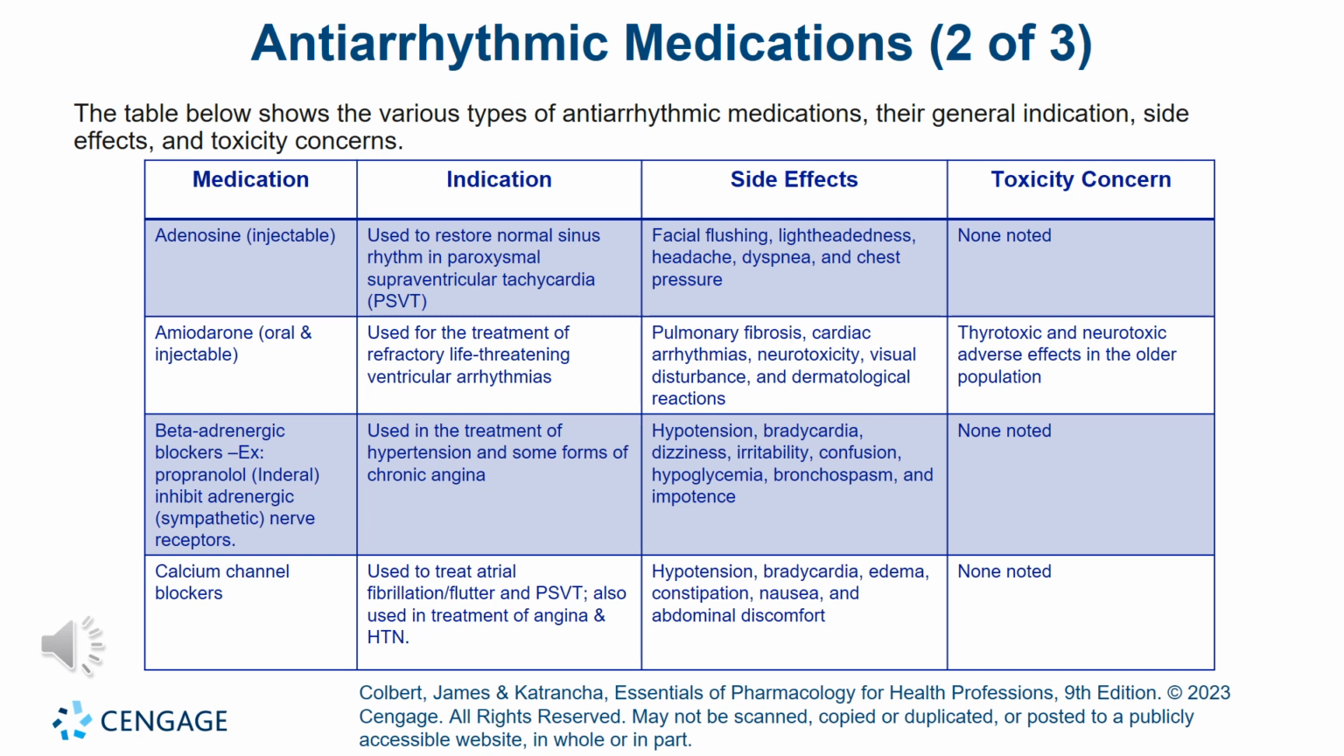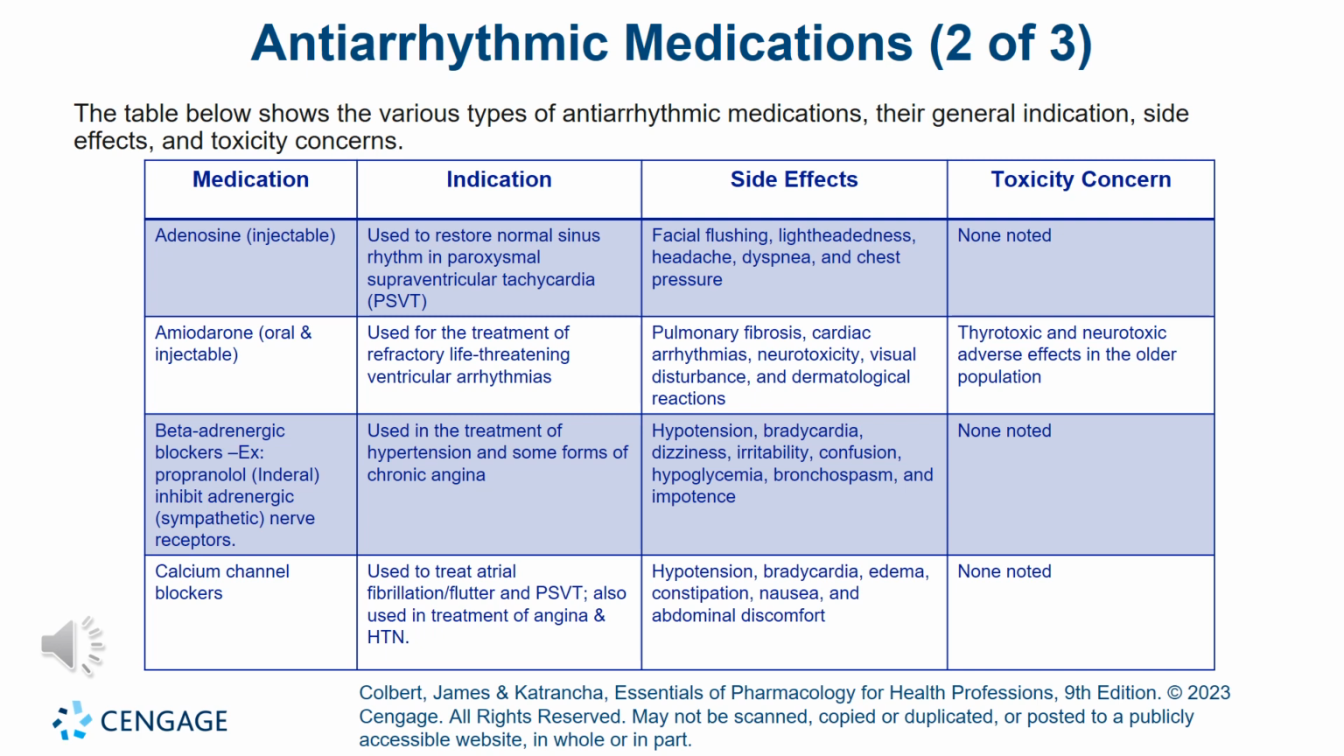Amiodarone. This is oral and injectable. It's used for treating refractory, life-threatening ventricular arrhythmias. Side effects for this one include pulmonary fibrosis, cardiac arrhythmias, neurotoxicity, visual disturbance, and dermatological reactions. There is a toxicity concern with this one, and it is thyrotoxic and neurotoxic adverse effects in the older population.